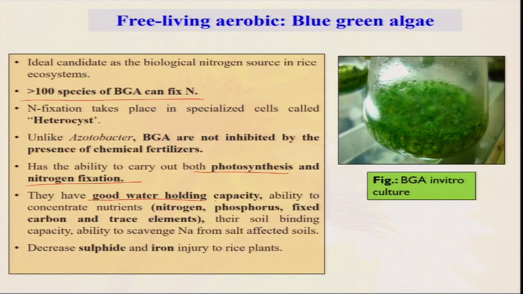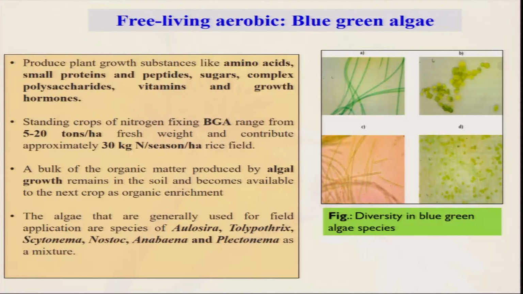They also have very good water holding capacity and supply some nutrients: nitrogen, phosphorus, carbon and trace elements. So this BGA is very important. Some BGA can grow naturally, present in the soil or sometimes in water, in association with some other plants like Azolla pinnata. So this is the free living blue green algae, and they can fix about 30 kg nitrogen per hectare. This is a very good amount.